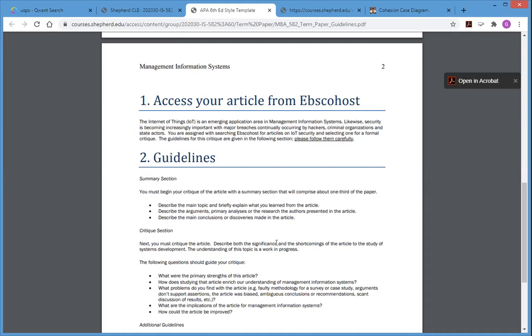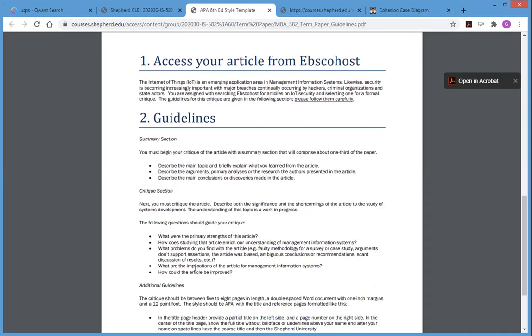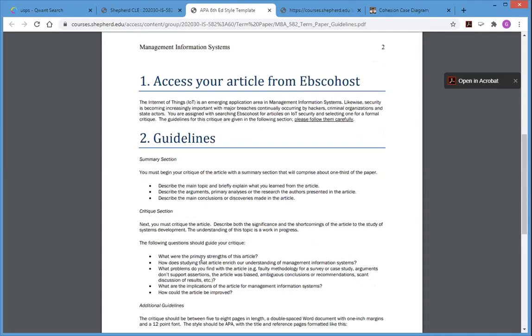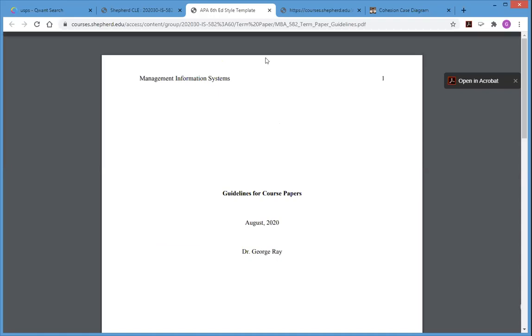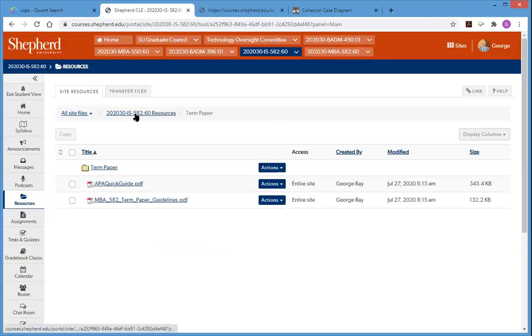Then you're going to do a formal critique. This is something you'll need to know in your graduate studies, how to do a formal critique of an article. Basically, you do a summary section where you go over a summary of what the article said, and then you critique it. What are the strengths? What are the weaknesses? How does it enrich our understanding? Things of that nature. And it's all laid out right here. So that's our term paper. And then you'll be giving a presentation on your term paper to educate the class on that particular article.